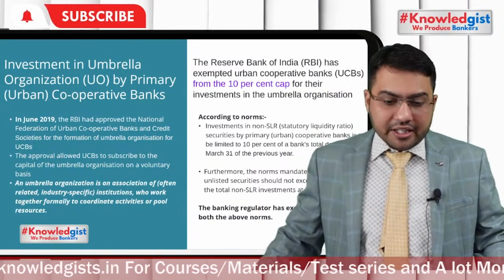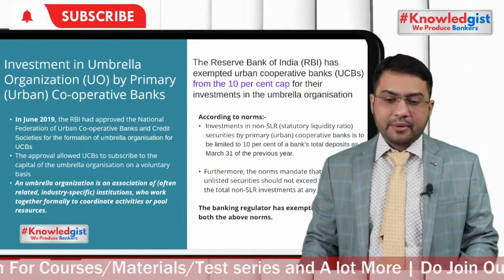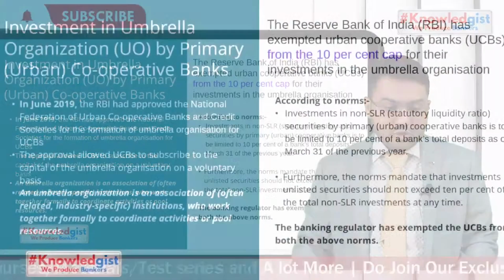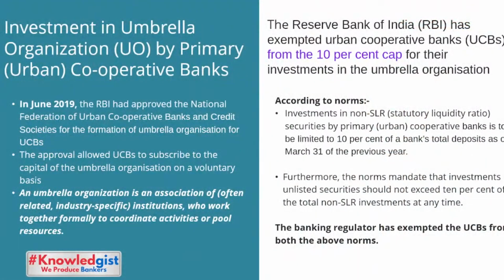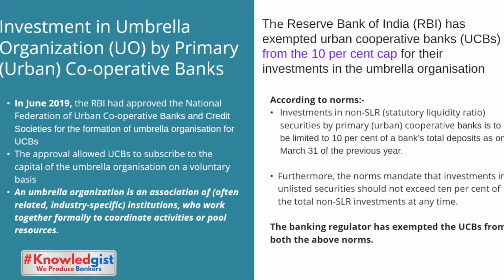Yes, in June 2019, the RBI had approved the National Federation of Urban Cooperative Banks and Credit Societies for the formation of an umbrella organization for UCBs. I will make it to the big screen so that the tiny letters will not be missed. The approval allowed UCBs to subscribe to the capital of the umbrella organization.